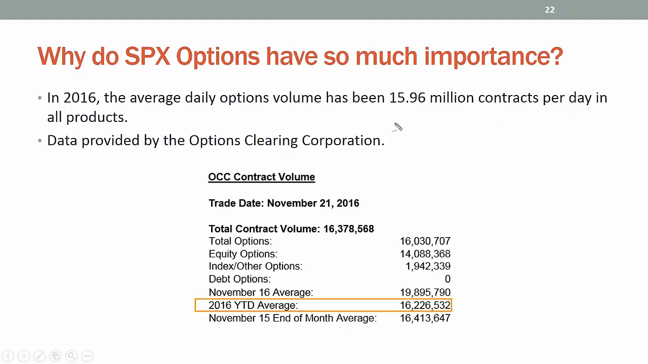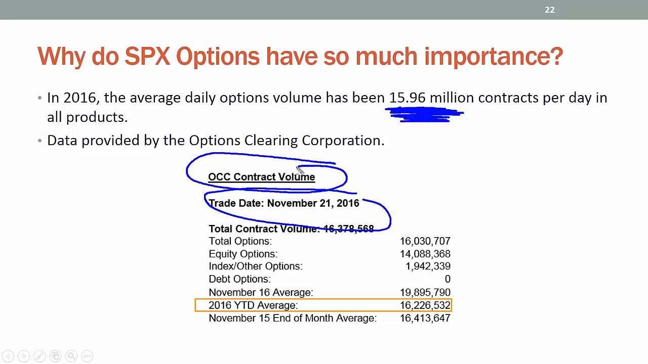By the way, I wanted to show you something. I originally put down 15.96, but I took another screenshot, and this came directly from the OCC, the Options Clearing Corp. It's an email I get every day. The 2016 year-to-date average is really roughly 16.2. I wanted you to see there's a very mild difference in there. Since I originally put this together, the volume moved up very minimally because November was such a wild month. It actually added a little bit more juice to it.